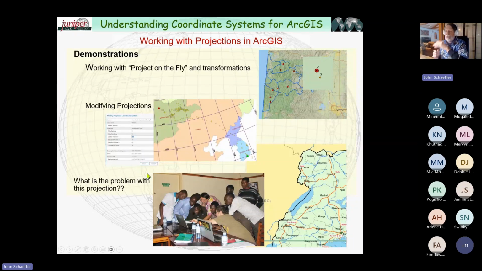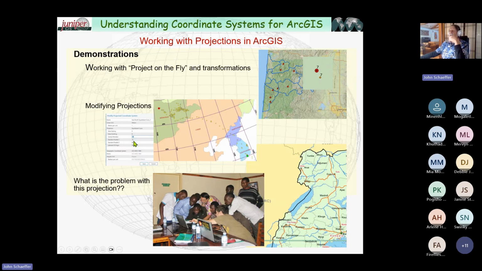if it isn't. So I'm going to move over to ArcGIS and do a few demonstrations. So first one is I'm going to look at project on the fly and geographic transformations in an area in Oregon. Second, I'm going to go, what is the problem with this projection? So I was teaching a class for Jane Goodall Institute in Uganda. This person here is one of the SCGIS scholars from 2011, Philip, and he'd been fighting for 6 months trying to solve a projection problem, and I'll show you how we figured it out. And then I'm going to show you how to modify projections.